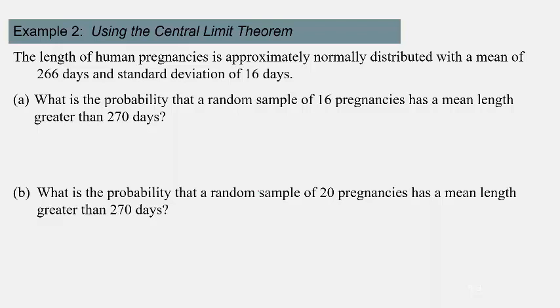So the length of human pregnancies is approximately normally distributed with a mean of 266 days and a standard deviation of 16 days. So here's what we know. Length of human pregnancies, normally distributed. Okay, mu, the average, is 266 days. The standard deviation is 16 days. What is the probability that a random sample of 16 pregnancies has a mean length greater than 217 days? So I'm asking you the probability that the mean length.